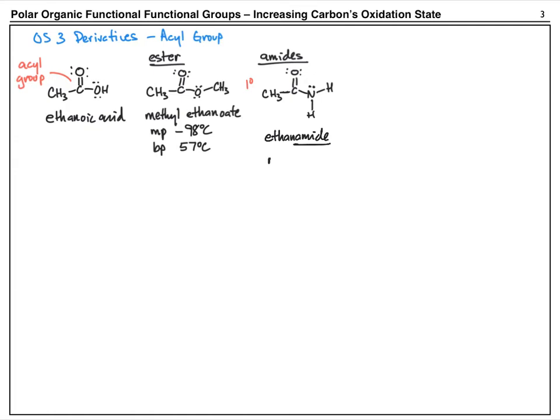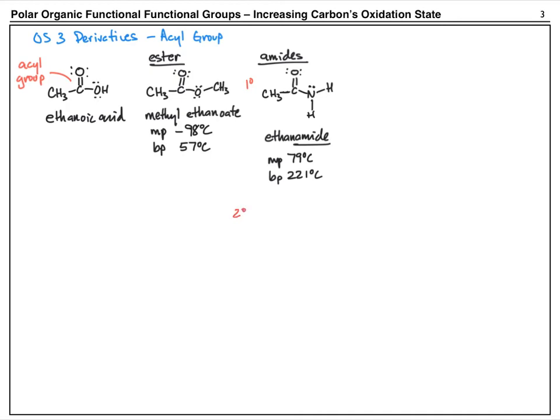This has a melting point of 79 degrees and a boiling point of 221 degrees. So that's quite a big jump. So how do we rationalize that? This NH bond, these are basically hydrogen bond donors and acceptors, so there's a very strong intermolecular attractive force between the molecules.